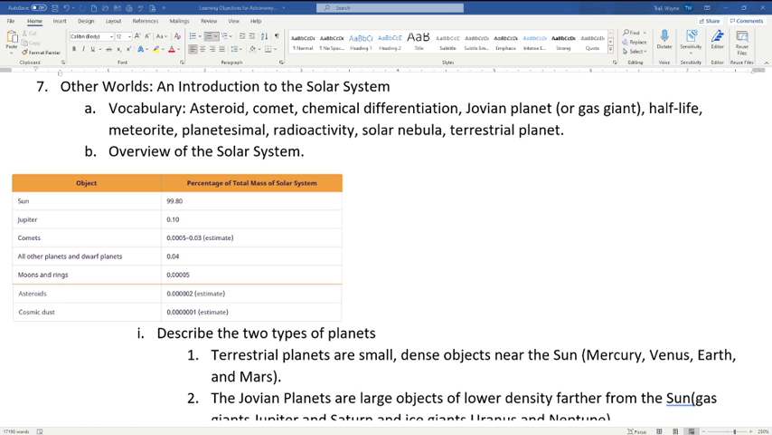This is mostly in alphabetical order. Planetesimal, radioactivity, solar nebula, and terrestrial planet. Not necessarily in that order.